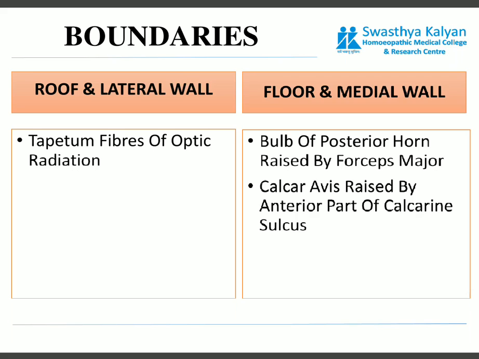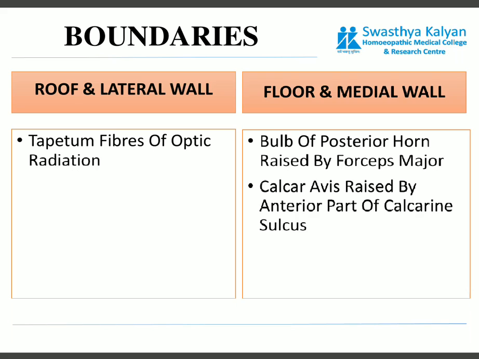That is part of the optic tract, and it carries the impulses from the retina to the visual cortex located in the occipital lobe. The floor and medial wall is formed by the bulb of the posterior horn. The bulb of the posterior horn is raised by the forceps major.